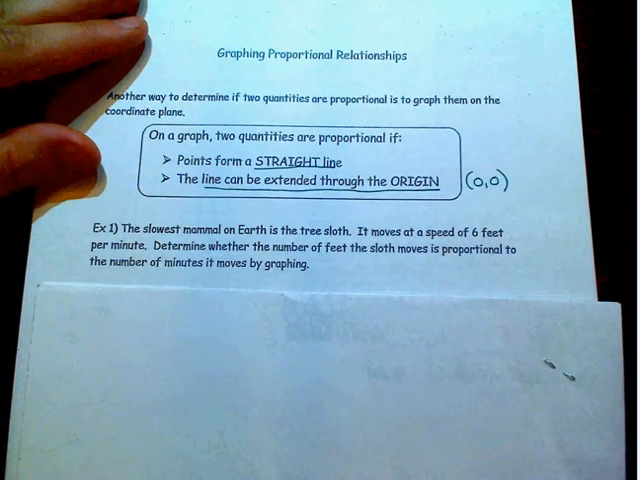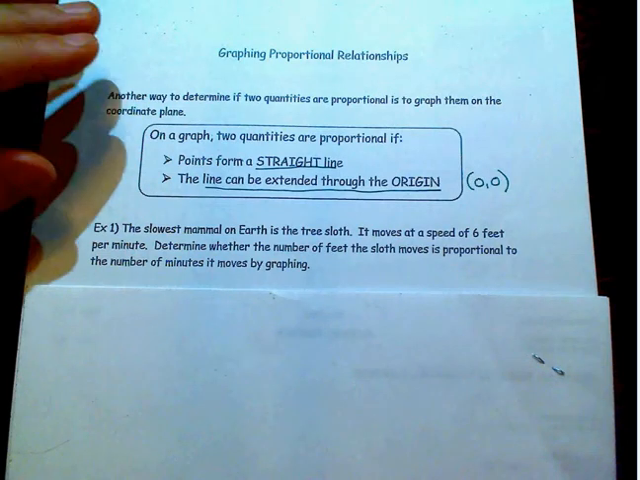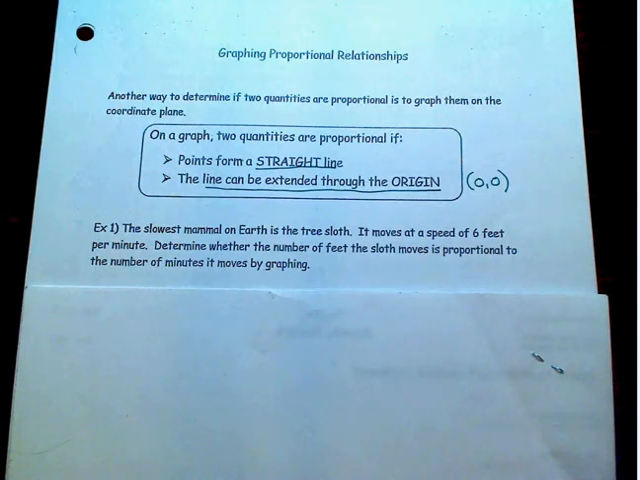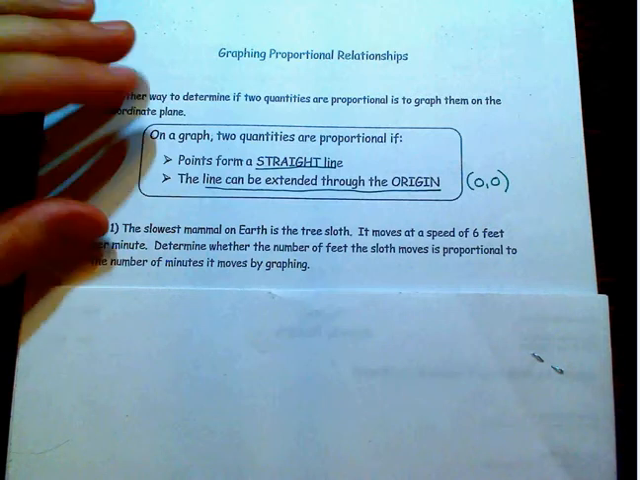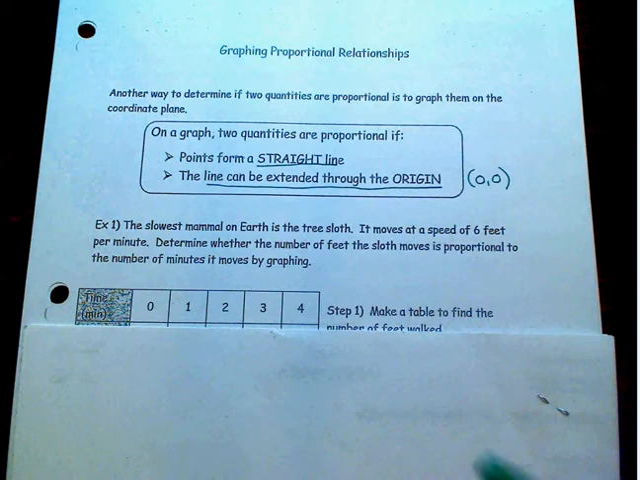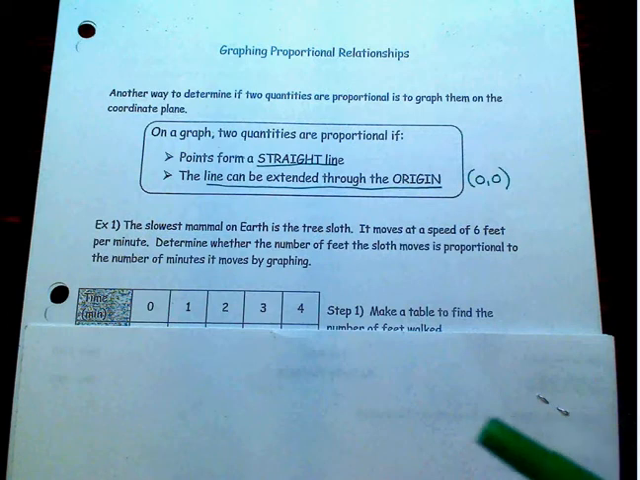All right. If we're taking a look at example number one, the slowest mammal on Earth is the tree sloth. It moves at a speed of 6 feet per minute. What you need to do is determine whether or not the number of feet the sloth moves is proportional to the number of minutes it moves by graphing. Now, here's where I want you to pause the video, take a quick minute, go through the table below, which is the time in minutes, which is 0 minutes, 1 minute, 2, 3, and 4 minutes, and then determine the distance that the sloth has traveled.